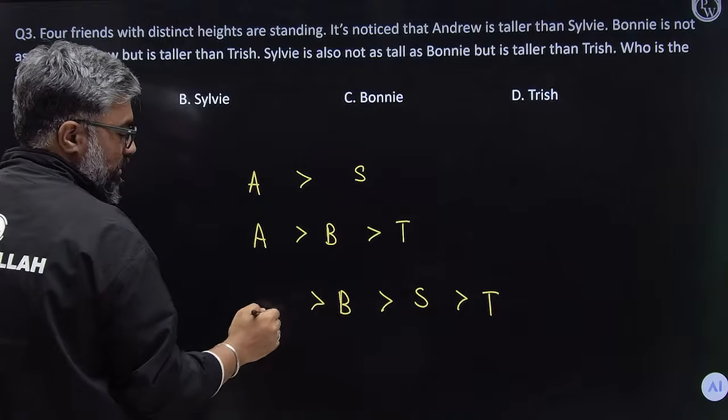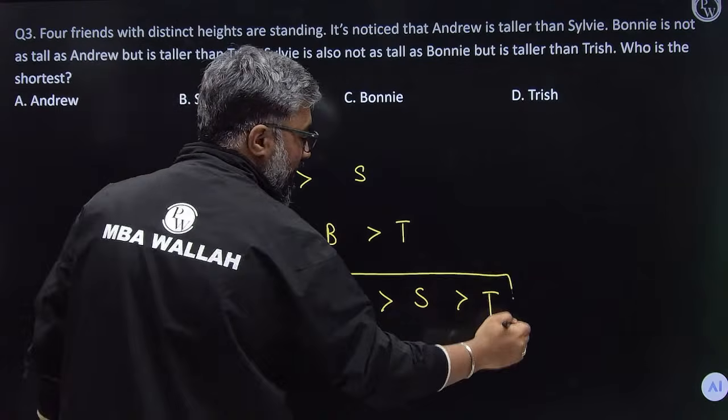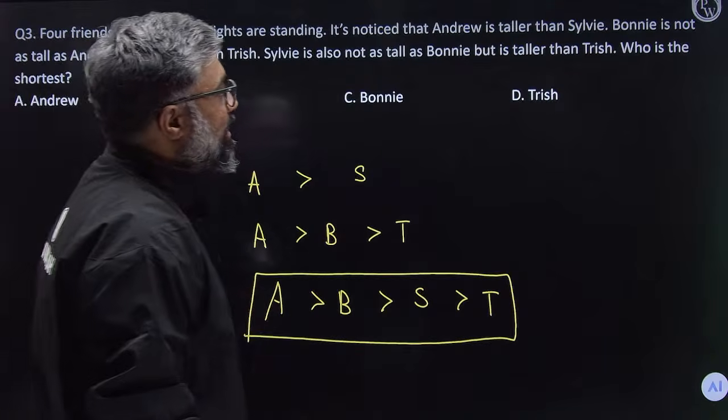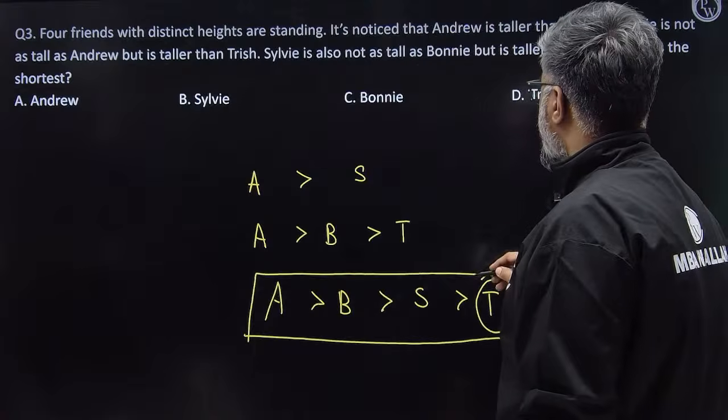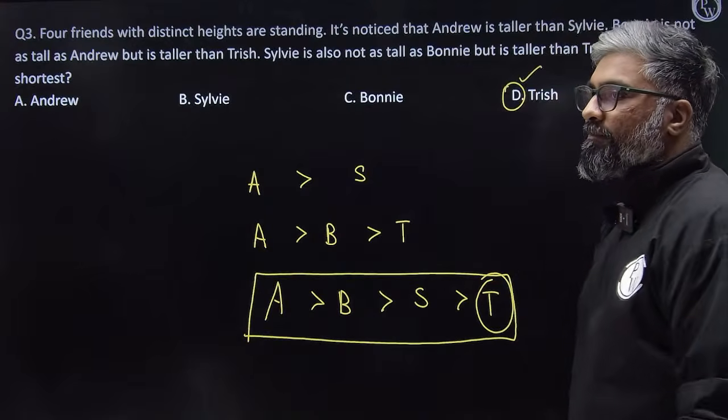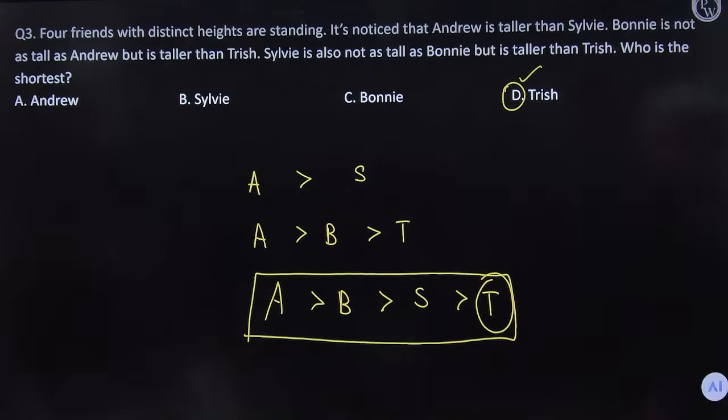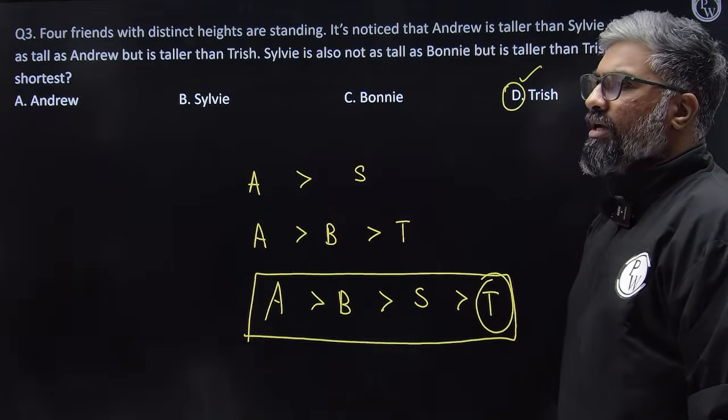That leaves us with this order here. This is our final order, A, B, S, T. They're asking who's the shortest? T. Trish is the shortest. We have it done. Easy? Very, very easy. Yeah, Madhu? Very good. It's okay.